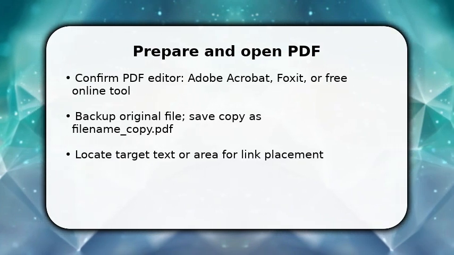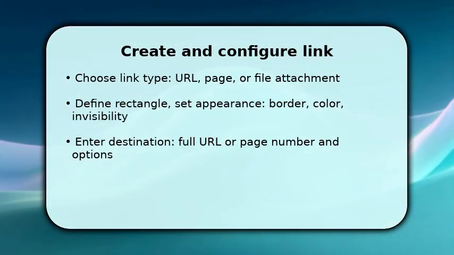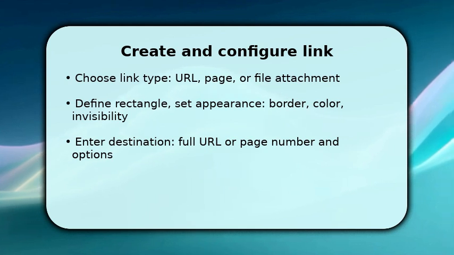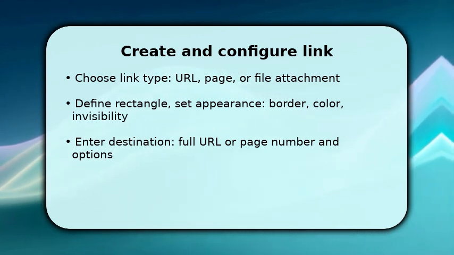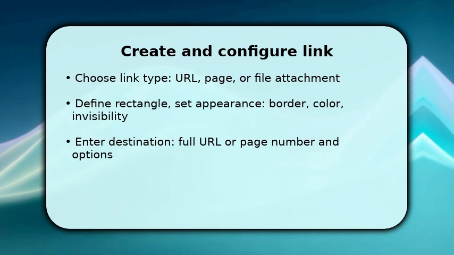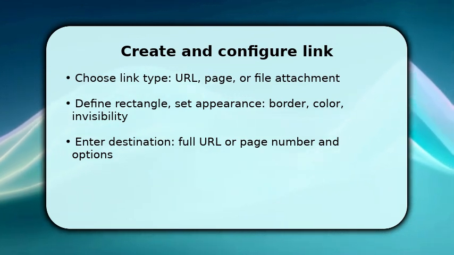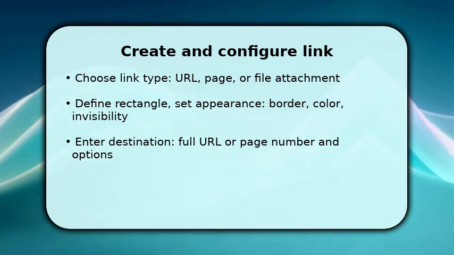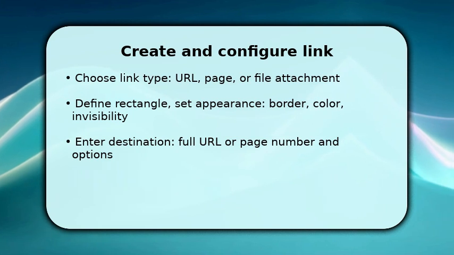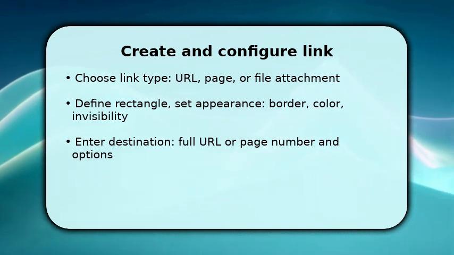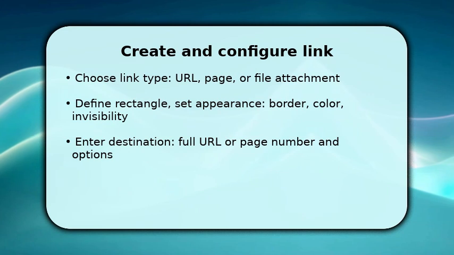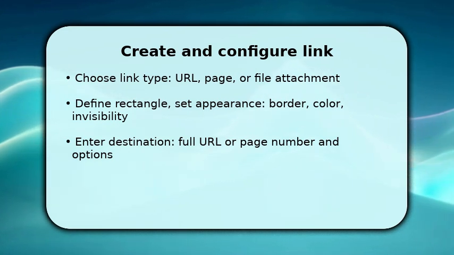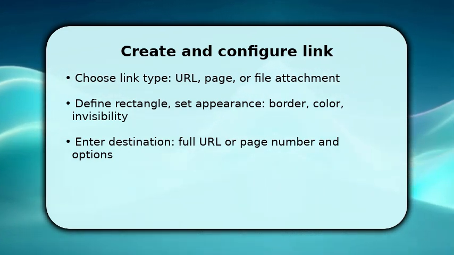Next, create the link rectangle and configure its properties. You draw a box around the target and then choose Link Action: open a URL, jump to a page, or open a file. Once drawn, enter the full destination address or page number. Include https:// for external links so they open reliably. Make sure to set appearance options such as visible border or invisible link depending on design. Finally, test the link in view mode so you confirm both target and action behave as intended.